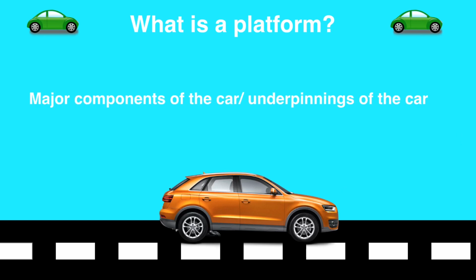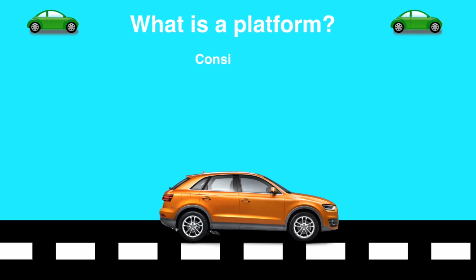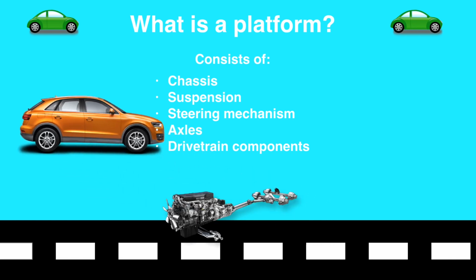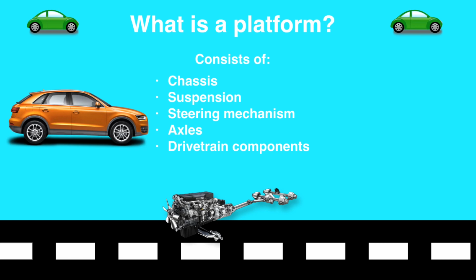A platform is the major component of the car. It consists of things like the chassis, suspension, steering mechanism, axles, and drivetrain components. A drivetrain is the system that connects the engine and transmission to the axles that drive the wheels. The body and the engine are mounted onto the platform.